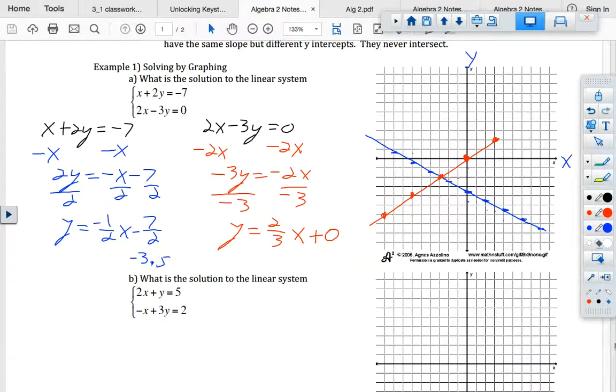Now, based off my line, where do I see that they intersect? At -2, -1, 2, 3, -2. And then that's my solution. Guys, your solution is where they intersect, where they collide. Questions? All right, do the next one.